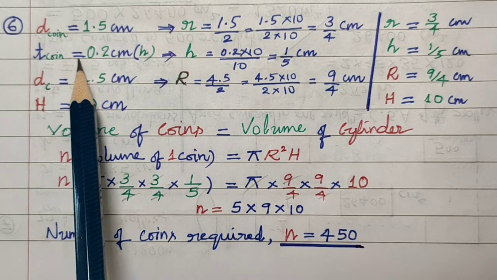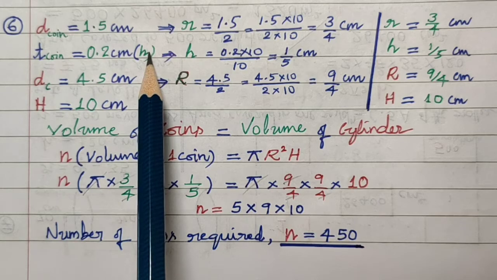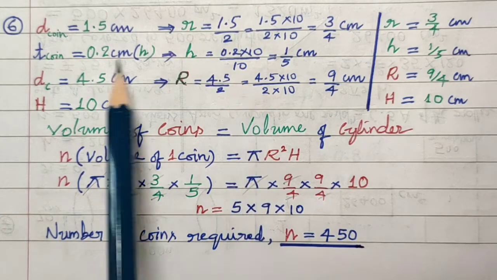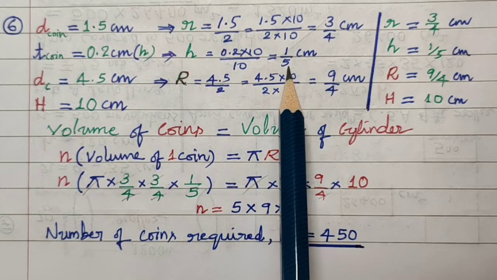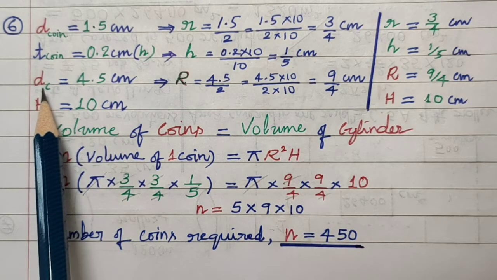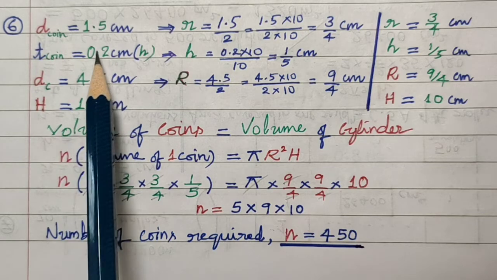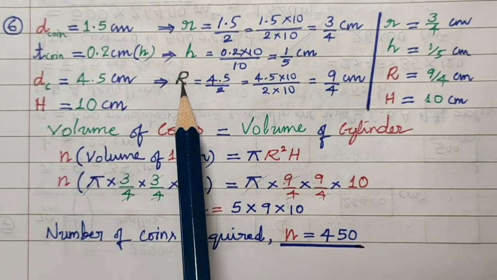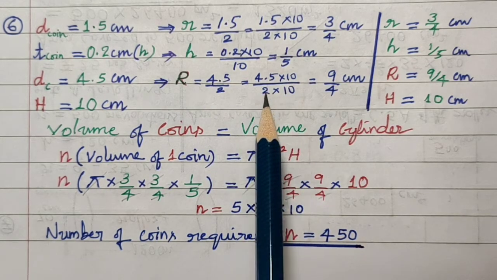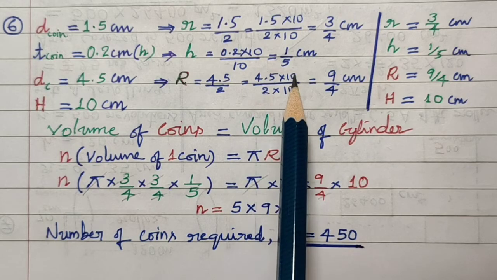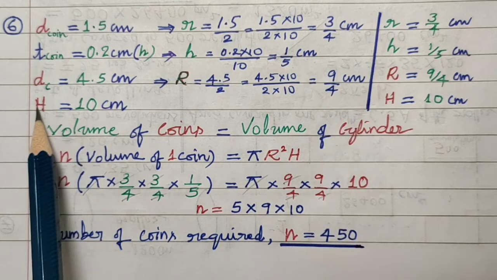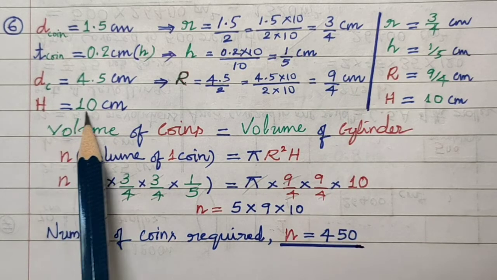Then the thickness of the coin, that is nothing but the height of a circular coin, h, is equal to 0.2 into 10 by 10, that is 0.2 centimeters, that is 1 by 5 centimeters. This is the diameter of the circular cylinder which you are going to convert these coins to, 4.5 centimeters. From this we get the radius of the cylinder as diameter divided by 2, that is 4.5 into 10 divided by 2 into 10. To remove this decimal we multiply and divide by 10, that will become 9 by 4 centimeters. This is h, the height of the circular cylinder, 10 centimeters.